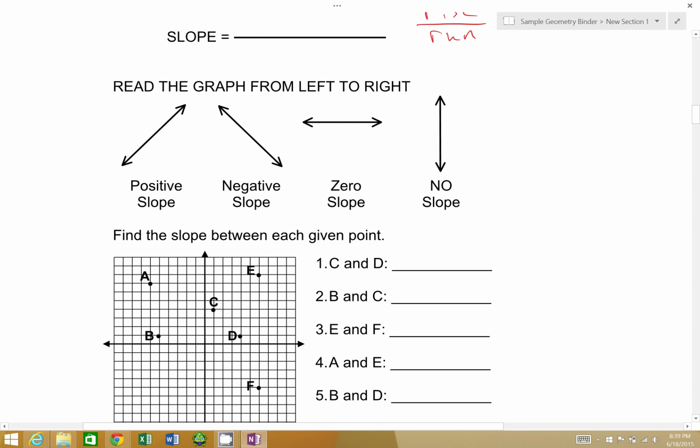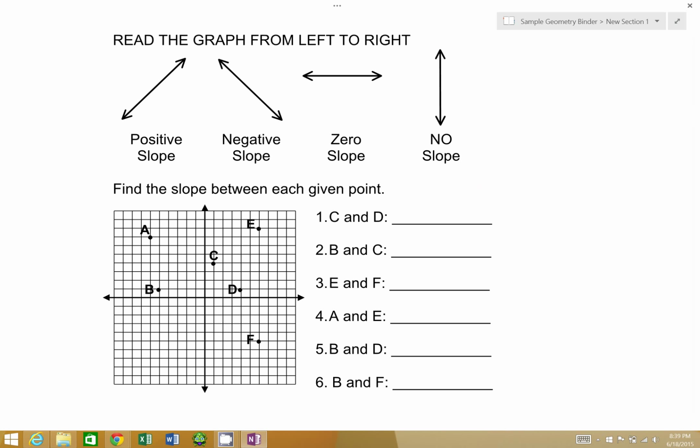So find the slope between each given point. So between C and D, I look at this from C to D, draw that little line in there, and I'm going down 3 and over 3. So I go down 3, and then I go 3 to the right. That means reduce my fraction. 3 divided by 3 is 1, so I have -1. And that makes sense that I would have a negative slope because look at the direction of the line.